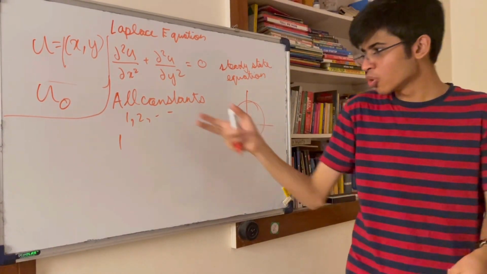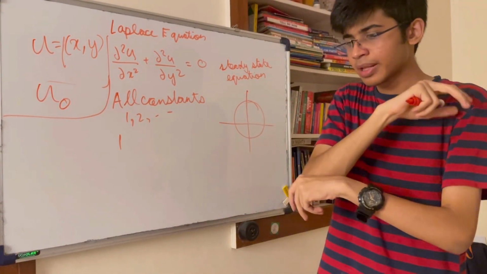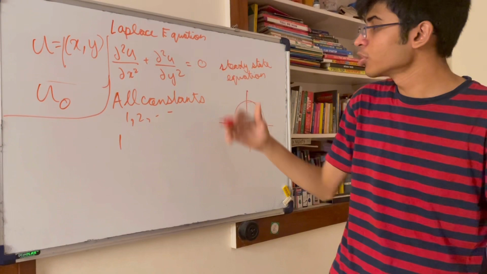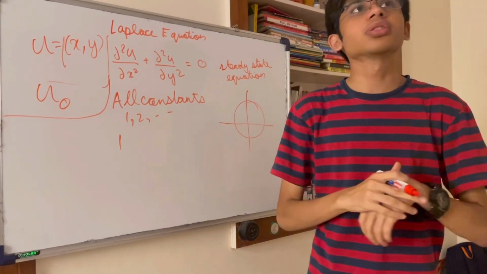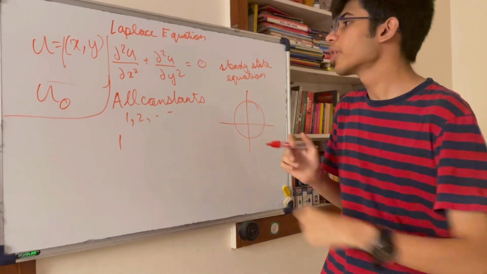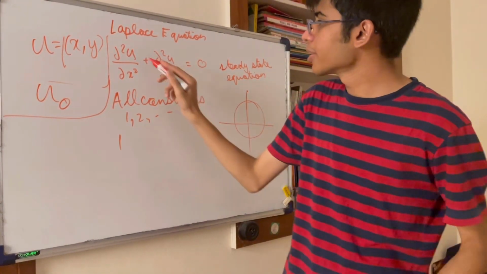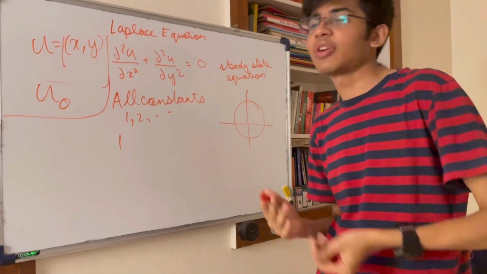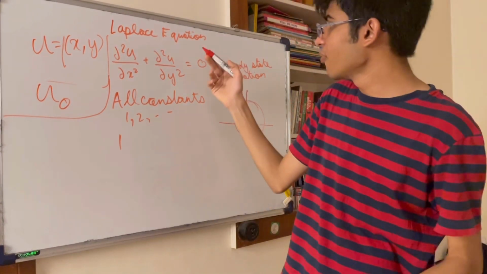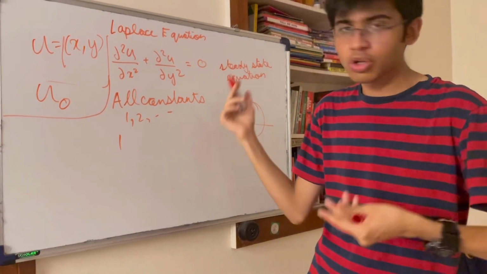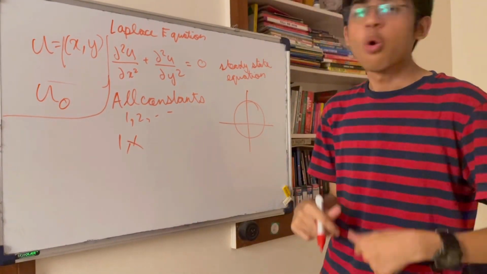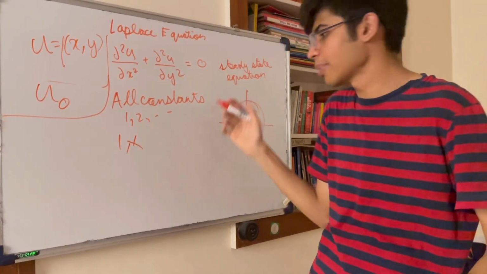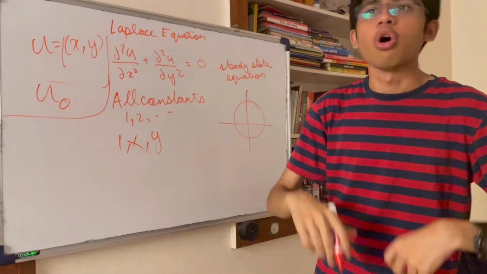But we are mathematicians. We don't like these trivial solutions. We want all solutions possible. So let's think about some other solutions which might satisfy it. Okay, x will satisfy it. How? Because if I differentiate x with respect to x, I get 1, and if I differentiate again with respect to x, I get 0, and if I differentiate x with respect to y, I get 0. So 0 plus 0 is 0. So x works. What else will work? The y part of the function will also give the same answer. So I can have x and y also as solutions.